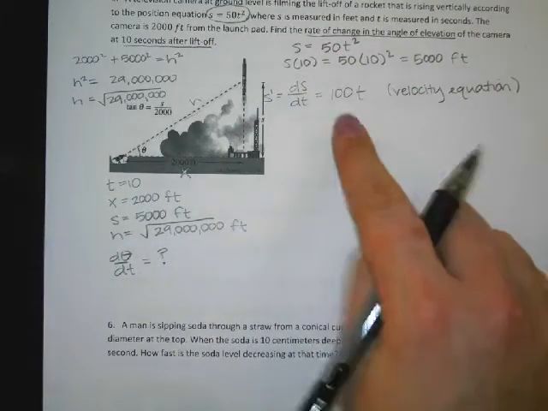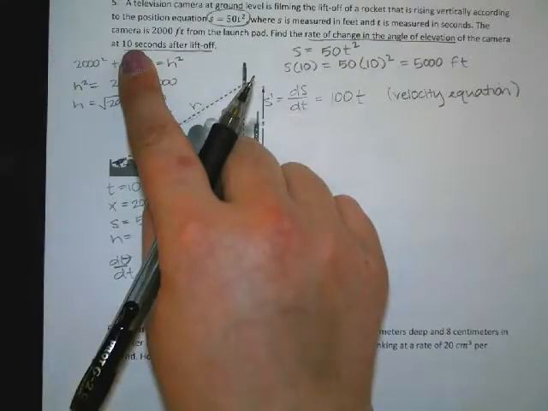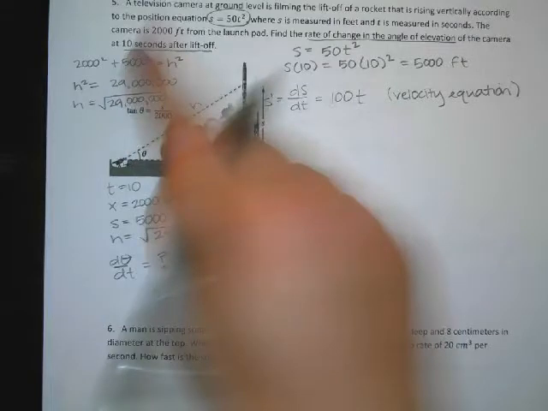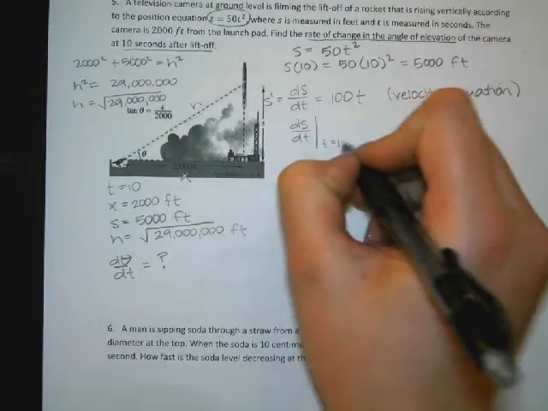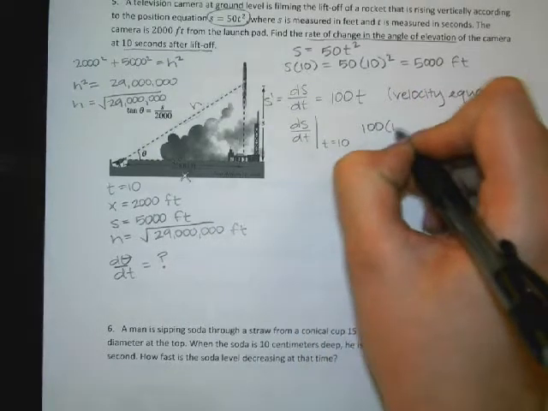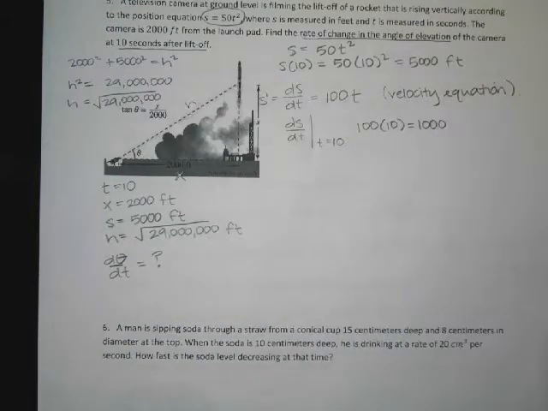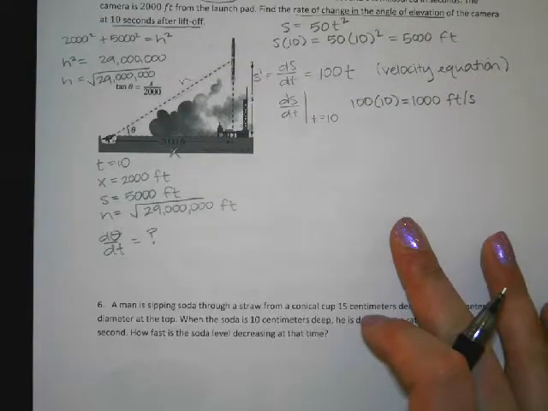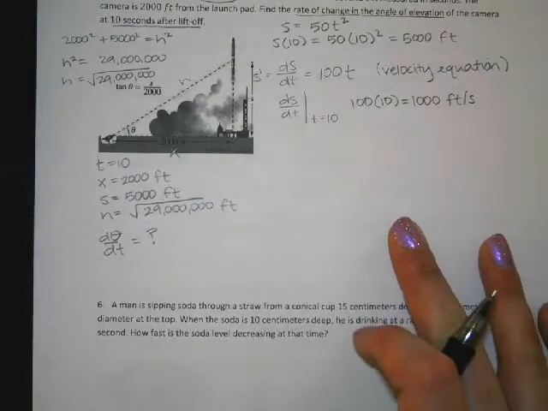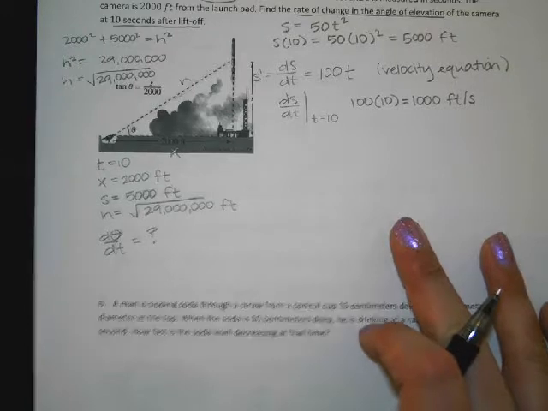Okay, so if I wanted to solve for ds dt when t equals 10 seconds, what do I do? Plug in 10. So ds dt evaluated for t equals 10 is 100 times 10, which is what? 1,000. And what are the units? Feet per second. Okay. And it would be just feet per second, not feet per second squared, and that's because feet per second squared is acceleration, not velocity. Okay, so feet per second would be our velocity.